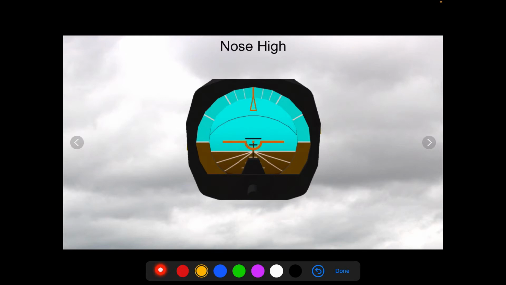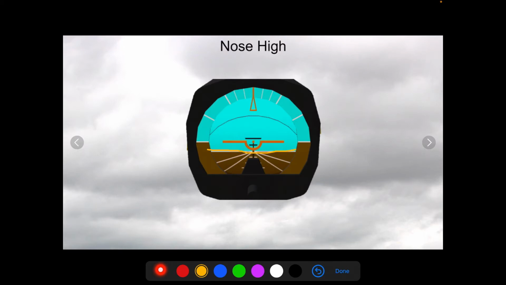Okay, so here in the orange, we have our artificial aircraft. And then the brown part is the artificial ground. Okay, and then the blue up here is the artificial sky. So this divider right here is the artificial horizon.